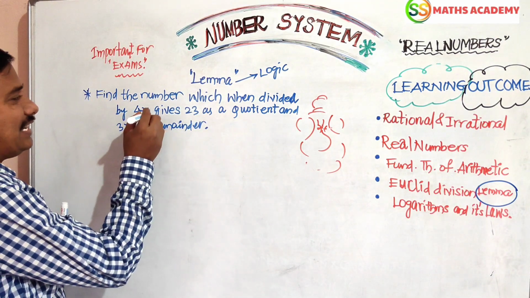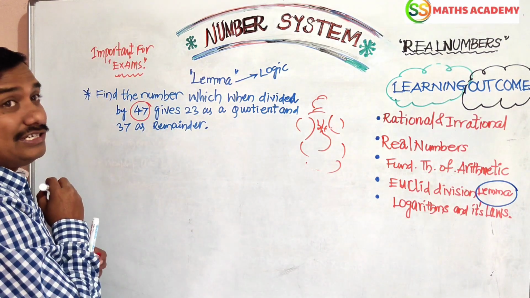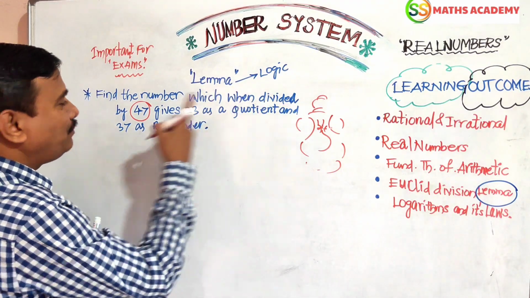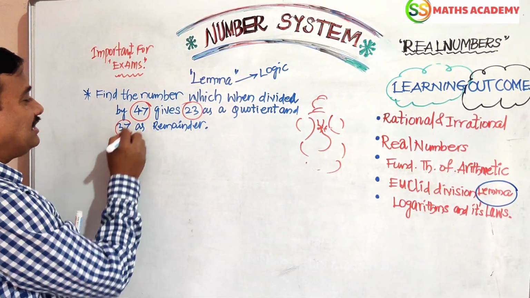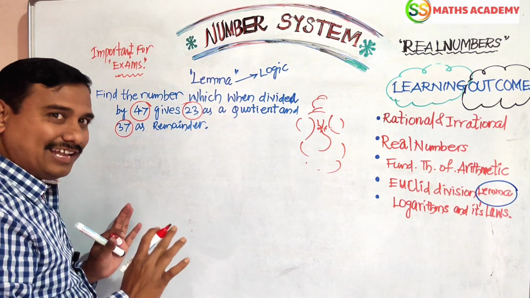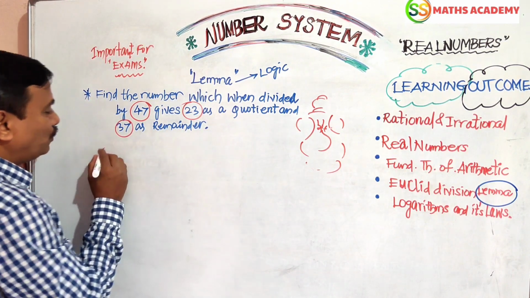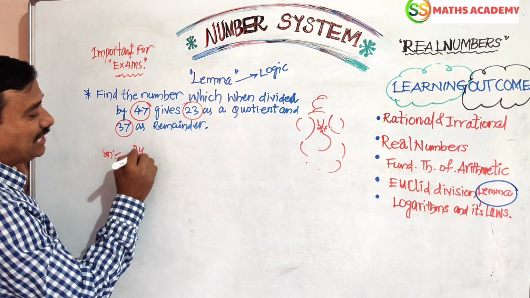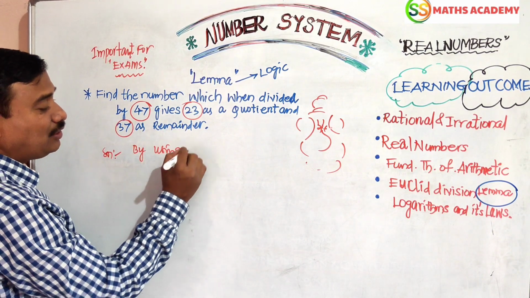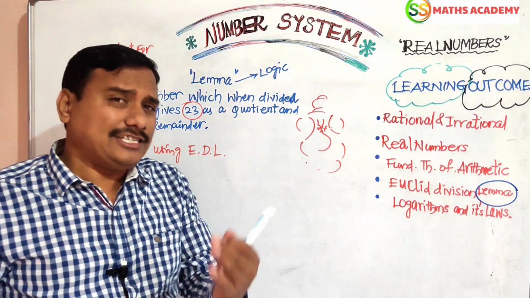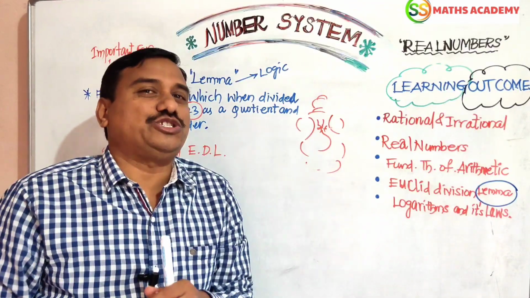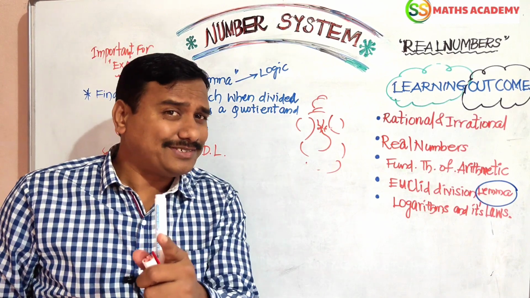Yes, 47 is the divisor. Divided by means divisor. 23 is the quotient. 37 is the remainder. Then 50% of the answer is complete by using Euclid division lemma. What is Euclid division lemma, my dear friends? Remember it. I am giving you the chance. Yes, you are right.